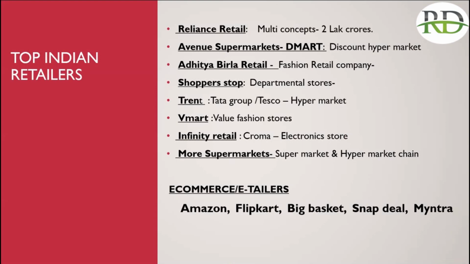Plus, in food, More supermarkets have predominantly more fruits and vegetables. Like that, if you go to every city, there are multiple supermarket chains which are doing well. Then e-commerce retailers: Amazon, Flipkart, Big Basket. Big Basket predominantly started with fruits and vegetables. Now they've increased the range, so it's more towards food. And Snapdeal and Myntra are more about fashion.